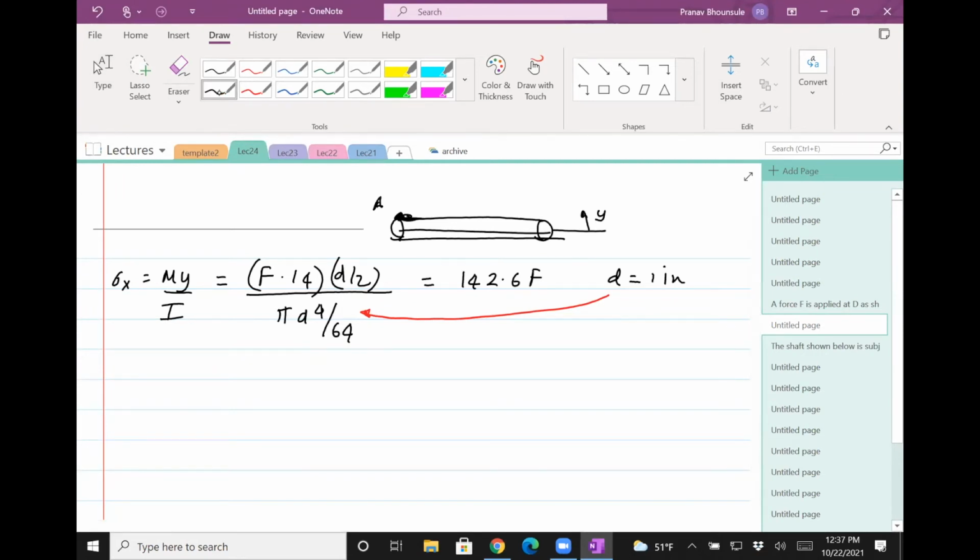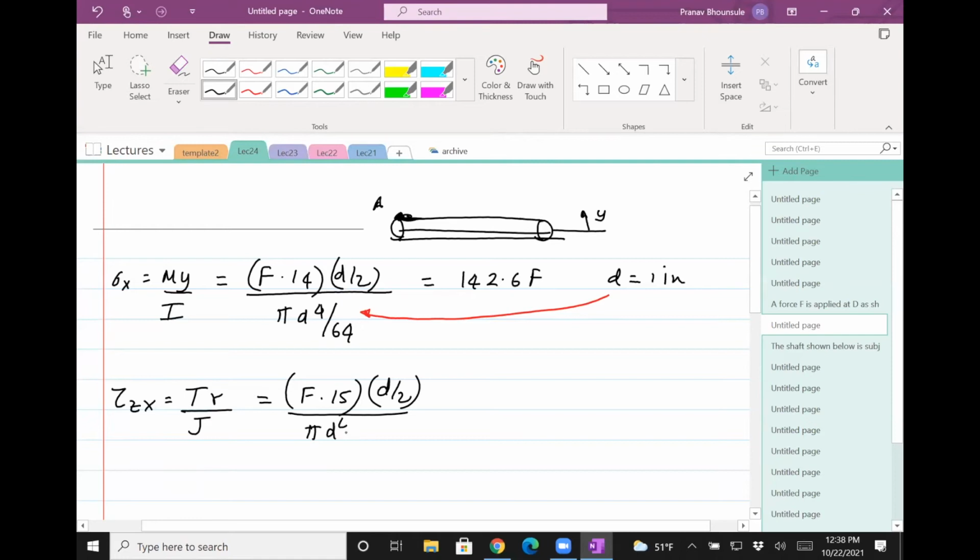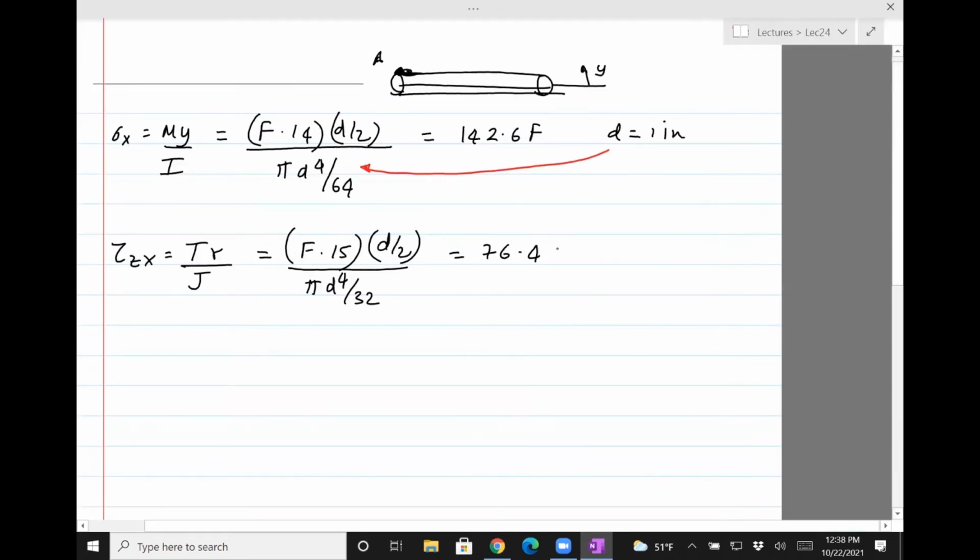Once I put the value for D, I can solve for sigma x in terms of capital F. Then, as I said, there's tau zx, and that comes from the torsion formula, T times R divided by J. The torque, I wrote it on the previous page, is F times 15. R is the radius, D divided by 2. The polar moment of inertia will be given to you. It's pi d raised to 4 divided by 32. And again, if you plug in D as 1 inch, you get 76.4 times F.